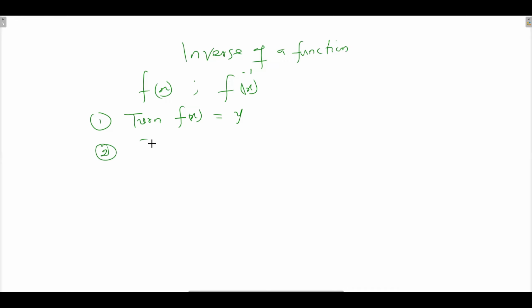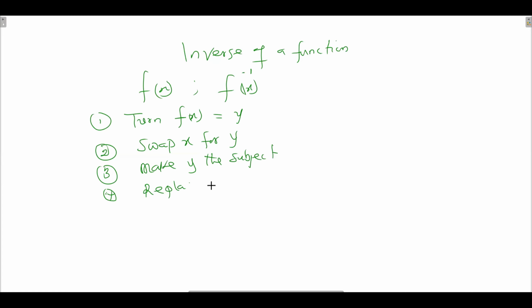The second thing is swap x for y. That means when you turn it to y, anywhere you are having x, put y. Anywhere you are having y, put x. And the third one is make y the subject. That will make y stand alone. And the last one is you now replace y by f inverse of x. This is just 4 simple steps. That means turn f of x to y, swap x for y, make y the subject and replace.